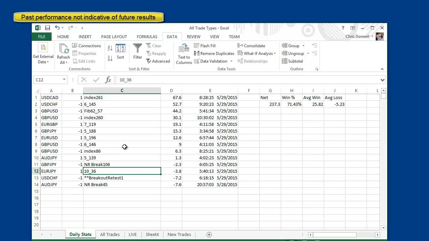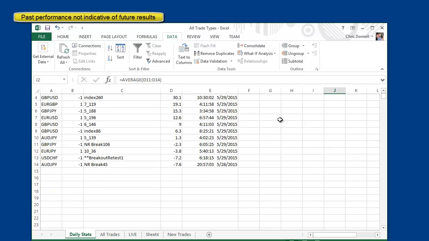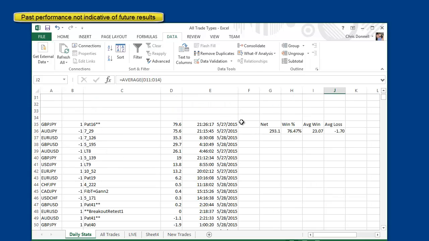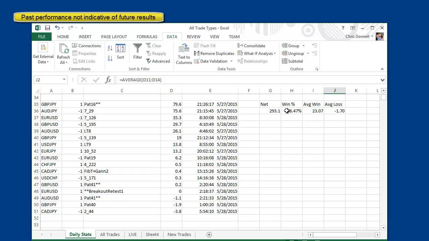There's many ways to find good trades. So anyway, on Friday, 237 pips, 71% winning. Huge wins, 25 pips average win, 5 pip average loss. Typically, average loss is 7 to 9 pips. On the Thursday, 293 pips, 76% winning. And again, huge wins, tiny average loss. I fixed a ton of trades that day.